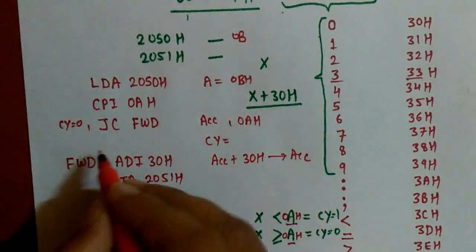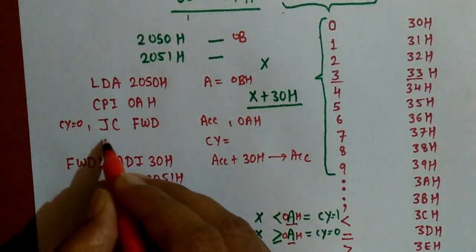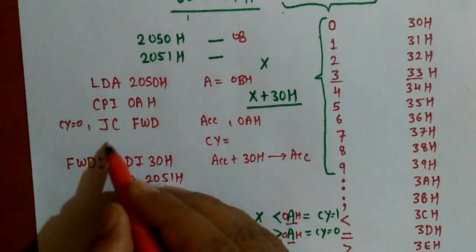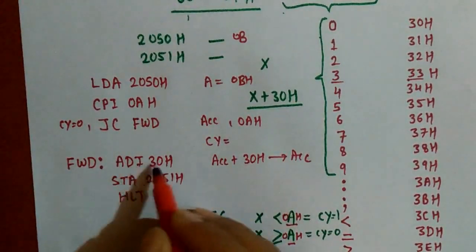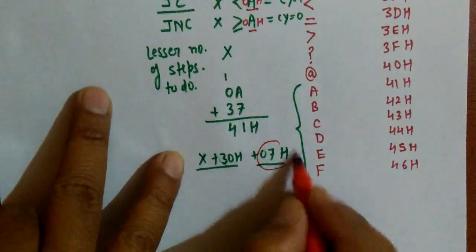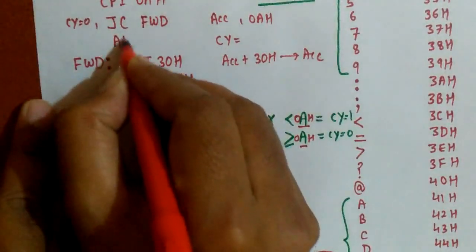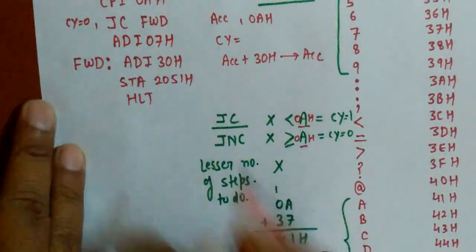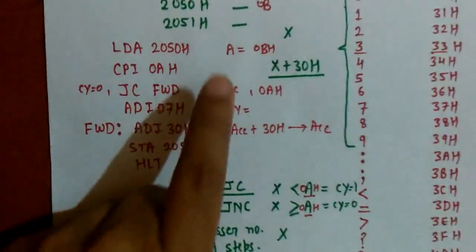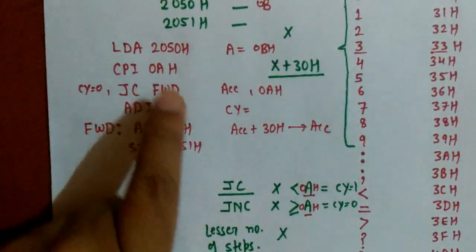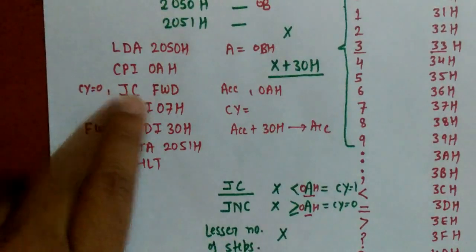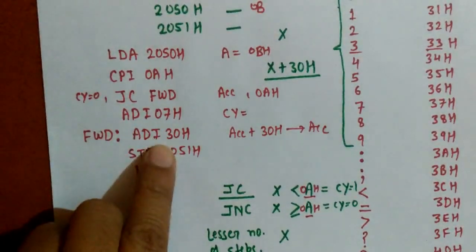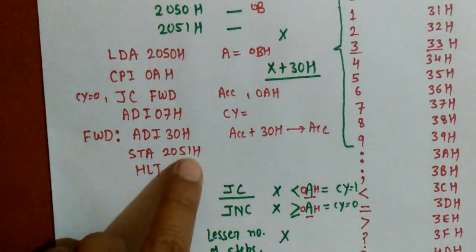So the instruction written next to it will run. We can see that after this instruction 30 has not yet been added to the accumulator in this path, so the remaining thing is that we have to add 07H at this stage. So we are going to add ADI 07H. Let's see, the content was B in the accumulator, it was compared with A and we did not get any carry. So 7 was added to B and then 30 was added to B. The content will this time be 42H, and that will be stored at location 2051H.